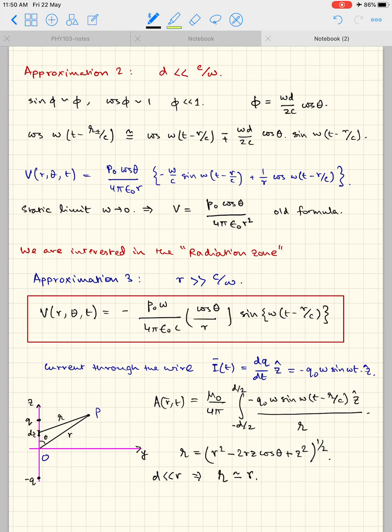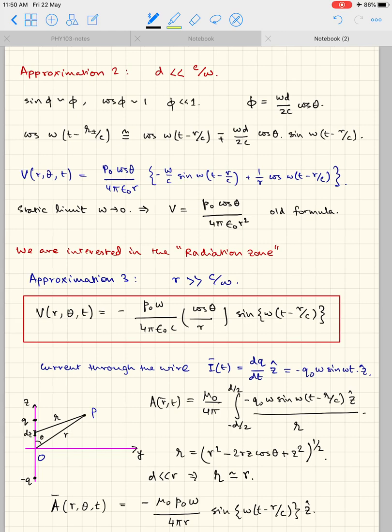Okay, very good. So this means that the expression for A of r, theta, t is going to be minus mu naught p naught omega by 4 pi r sine of omega t minus r over c into z cap. Very good. Okay, so that is that.